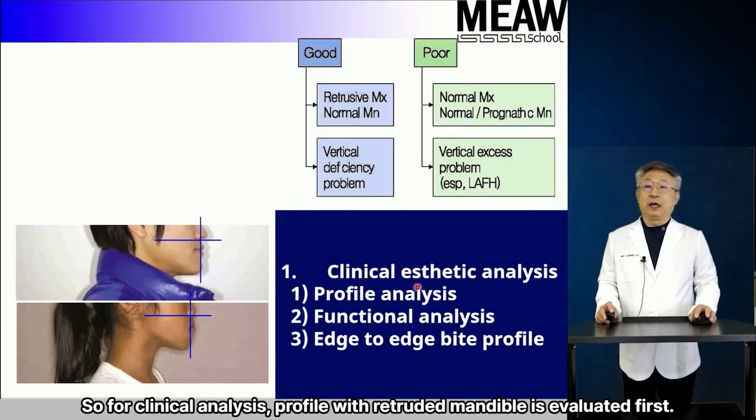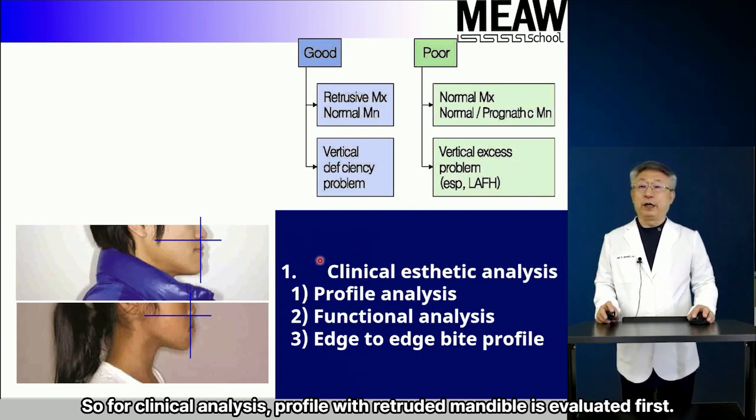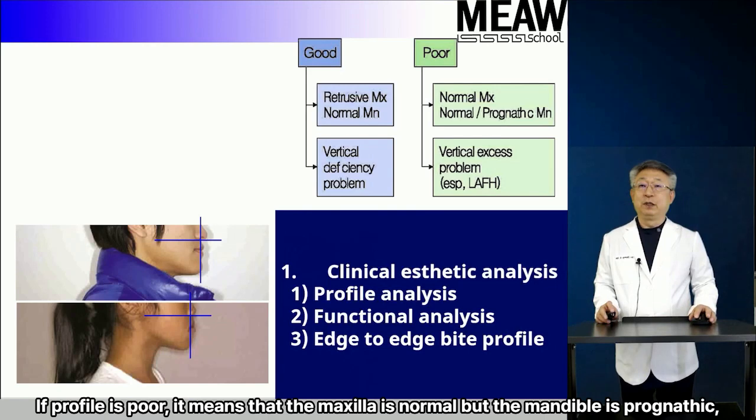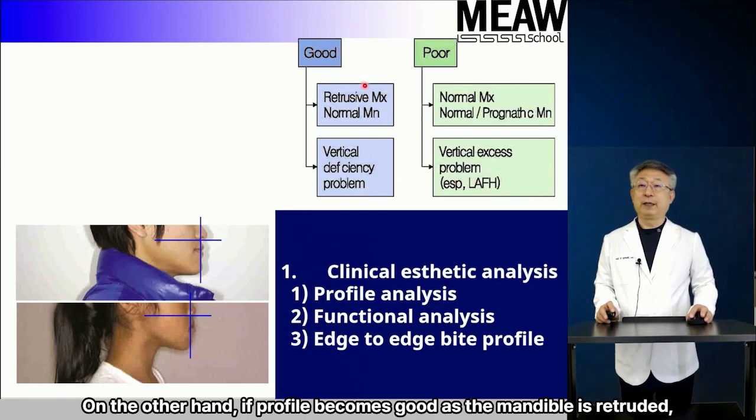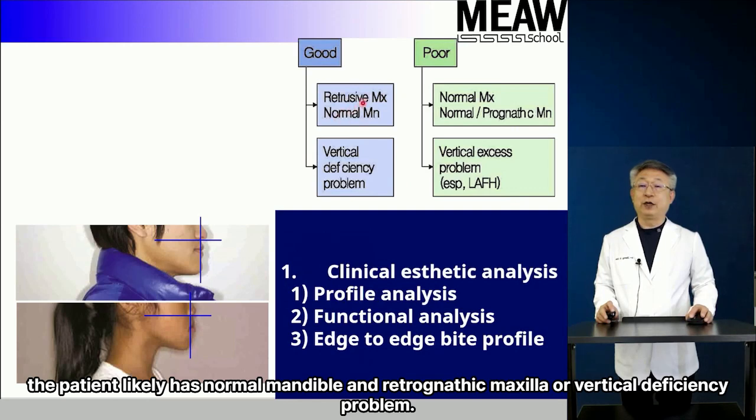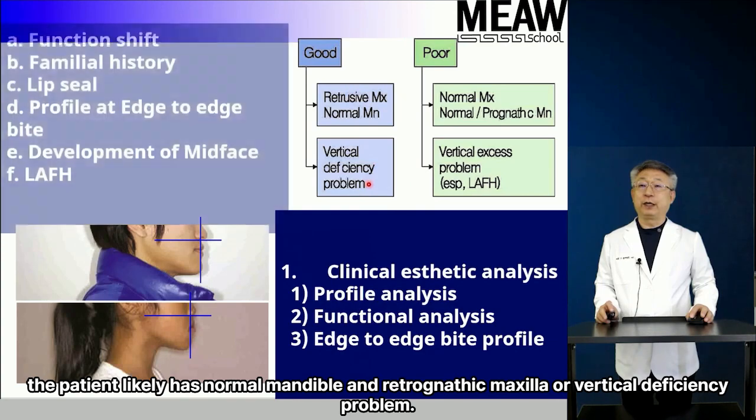So for clinical analysis, profile with retruded mandible is evaluated first. If profile is poor, it means that the maxilla is normal but the mandible is prognathic, or that lower anterior facial height is too long. On the other hand, if profile becomes good as the mandible is retruded, the patient likely has normal mandible and retrognathic maxilla or vertical deficiency problem.